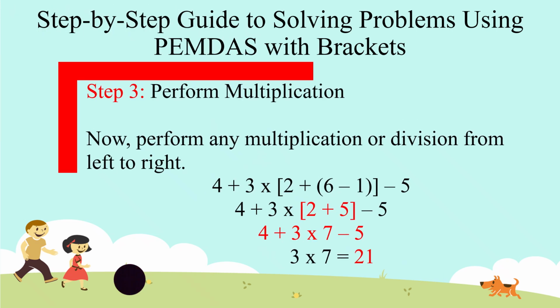Step 3. Perform multiplication. Now perform any multiplication or division from left to right. In this case, we have multiplication, no division. So we have 4 plus 3 times 7 as a result of 2 plus 5, minus 5. So we multiply 3 times 7 equals 21.